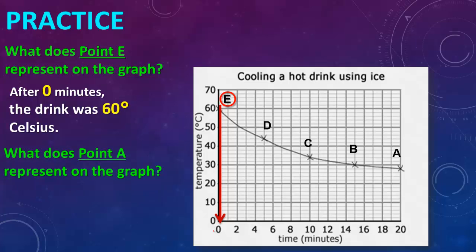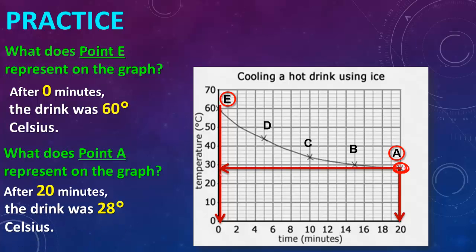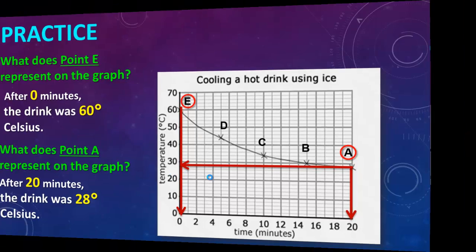Now what does point A represent? Well, there's the A right there, but the actual point, again, is right there, and it goes down to 20. So after 20 minutes, the temperature of the drink is 28 degrees Celsius. So again, all you're doing is reading the graph. That's all you have to do here.